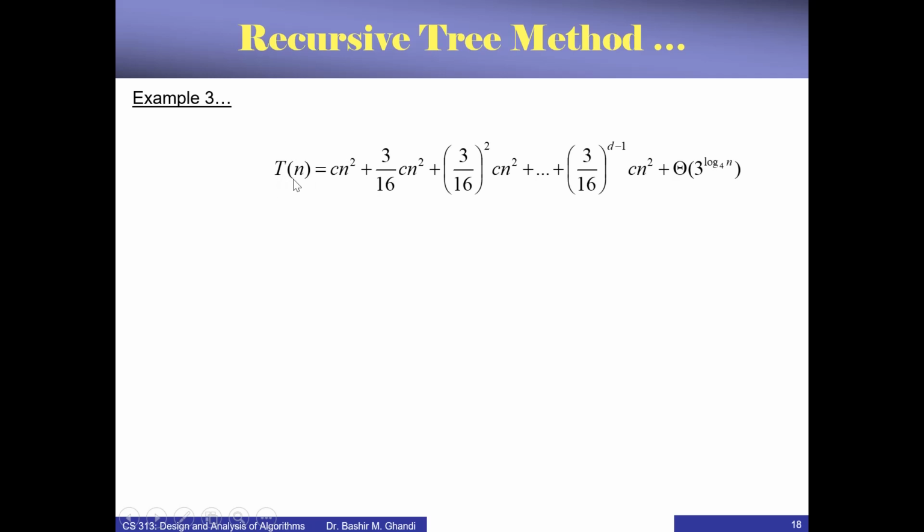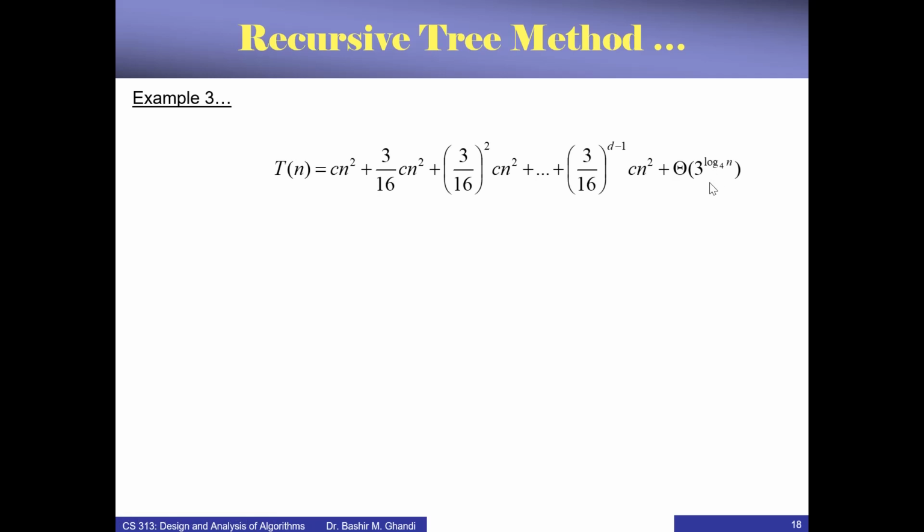So the running time function T(n) is going to be the root, which is cn squared, plus 3 over 16 cn squared, and so on, until just before the last term. It's going to be the same way, but for the last level, we will represent it as theta of 3 to the power log of n to the base 4, because we know there are this number of them. Good. So this is the equation we need to try and simplify.